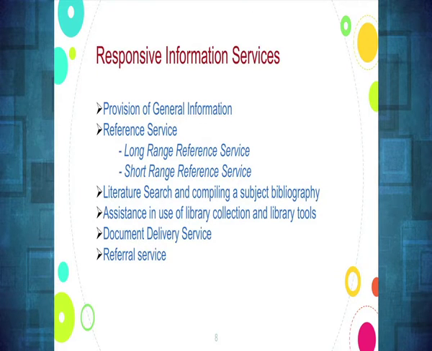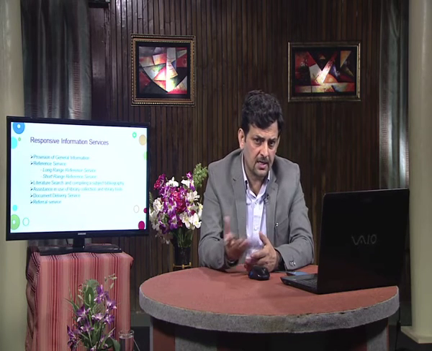Responsive information services are those where the user asks the library staff and the library staff provide the service to the user. Basically, users submit their queries to the library staff and the library staff answer them. These queries could be like where the reference section is, where the newspaper section is, where the textbook section is. We can categorize these responsive services into various categories.